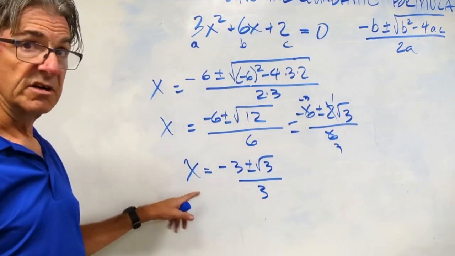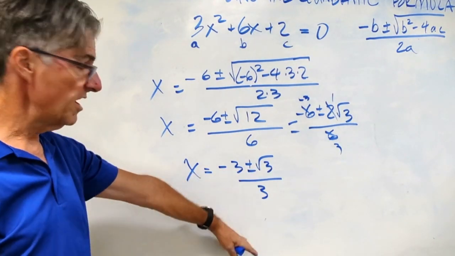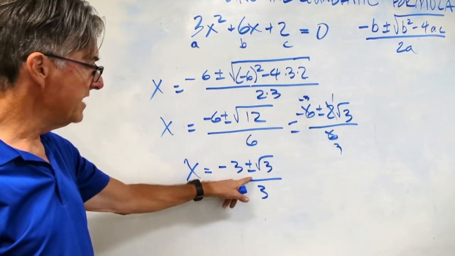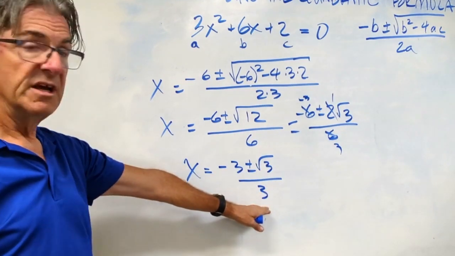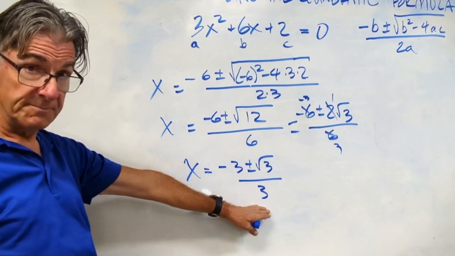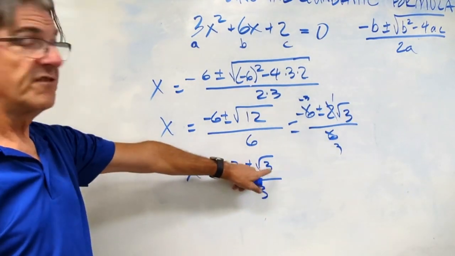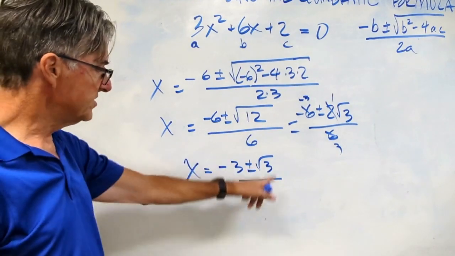And that's the answer. So we have two solutions here. We have negative 3 plus root 3 divided all by 3, and negative 3 minus root 3 divided all by 3. Now, this is an exact answer, so follow your prompts. If you have a test question that says to 3 sig figs, then you do want to figure out what root 3 is and resolve this fraction.